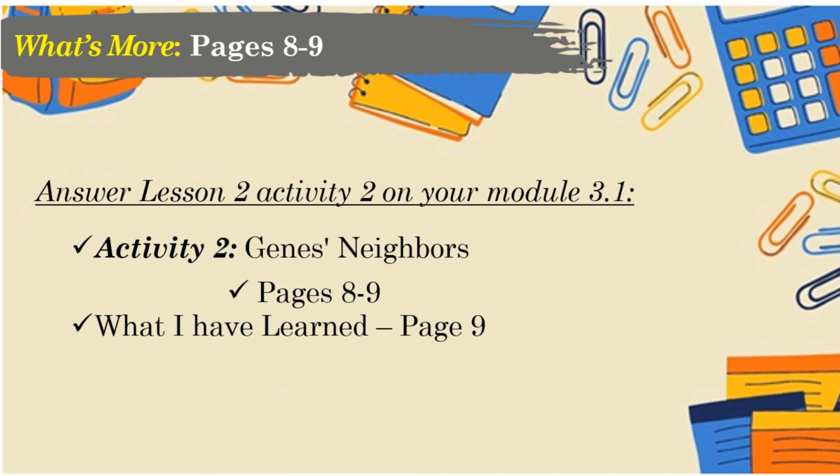So since we're already done locating the different genes in your body, I want you to answer your lesson 2, activity 2 on your module 3.1. No need for you to make the model. You just have to refer to the picture in your module, then answer questions 1 to 3 and the critical questions 1 to 3 also. After doing that, you just have to answer on page 9 what I have learned. Then afterwards, answer the assessment part of your module.